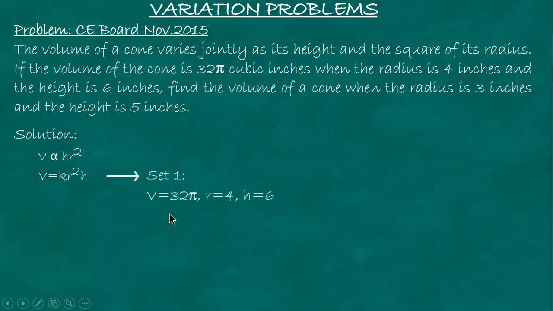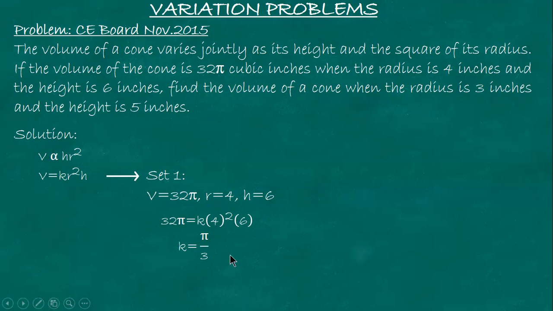So, set 1: the volume of the cone is 32 pi cubic inches when the radius is 4 inches and the height is 6 inches. So the volume is 32 pi, the radius is 4, the height is 6. Substitute here, and you will get the constant. The constant now is pi over 3.